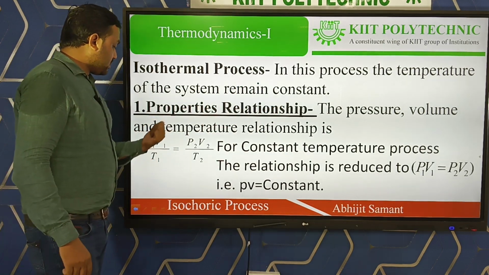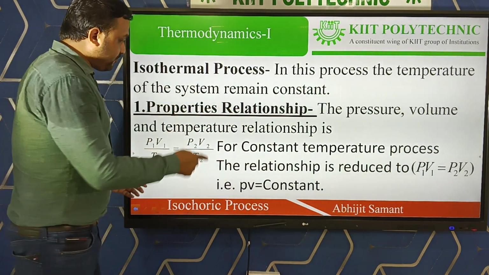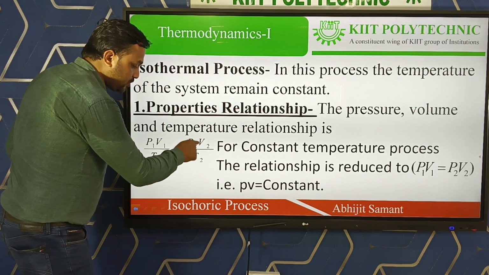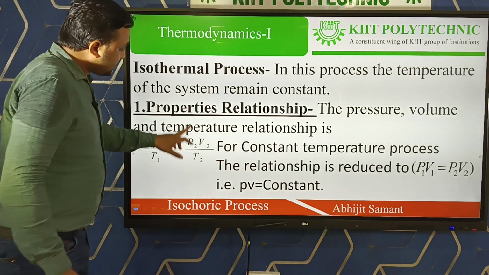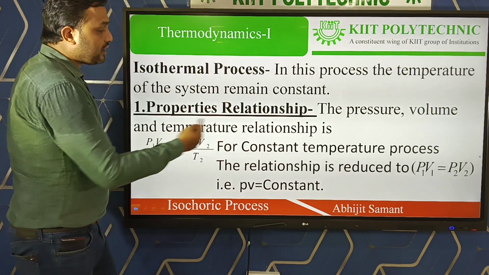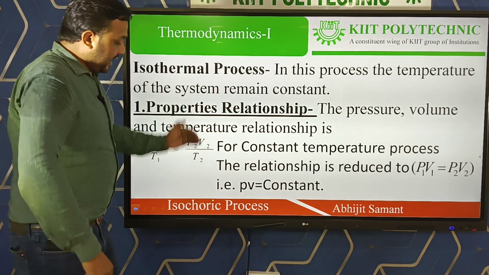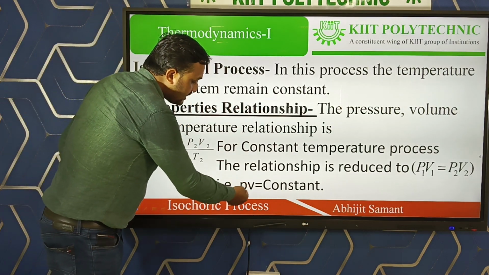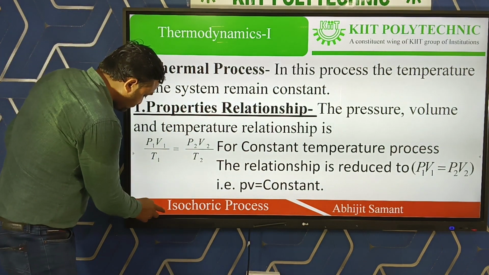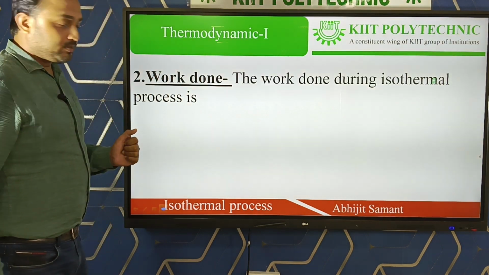Next, we come to the property relationships in an isothermal process. Before we discuss that, we use the equation P1 V1 by T1 is equal to P2 V2 by T2. As the temperature remains constant here, this equation becomes P1 V1 is equal to P2 V2. We can also say that PV is equal to a constant in an isothermal process. Now let us discuss the work done in an isothermal process.